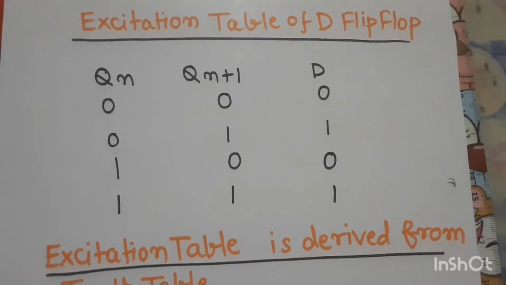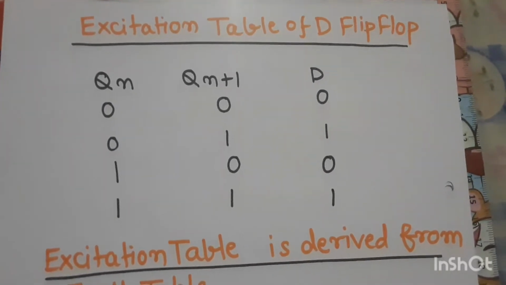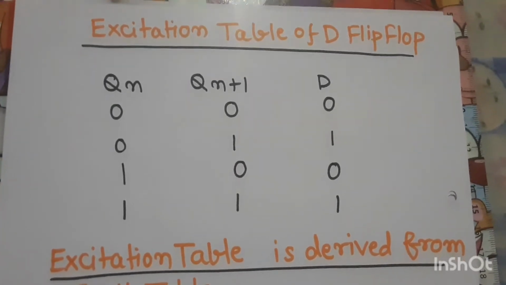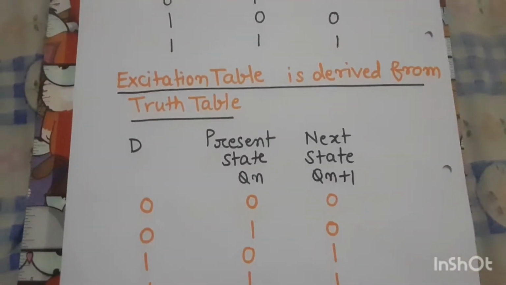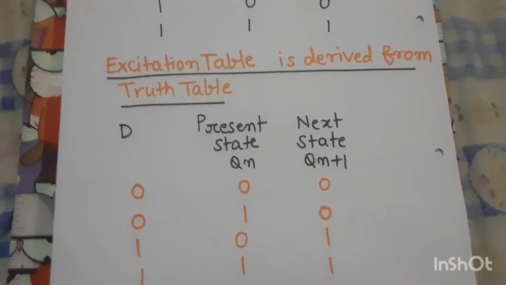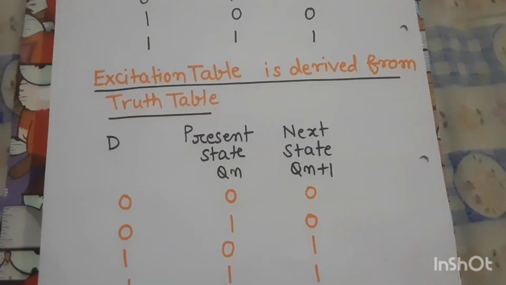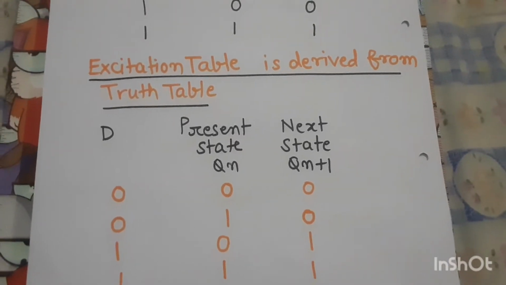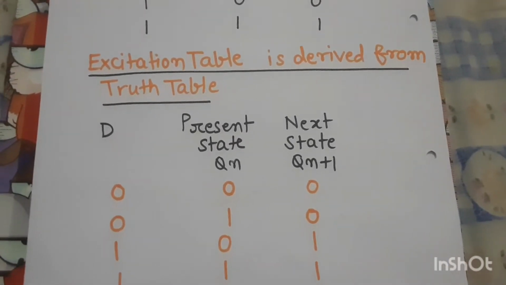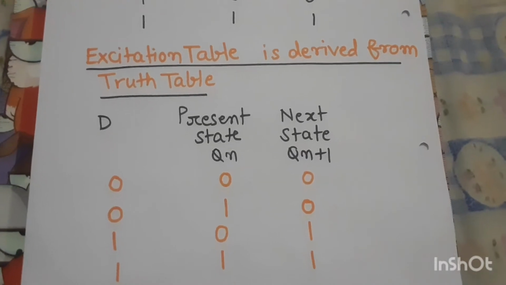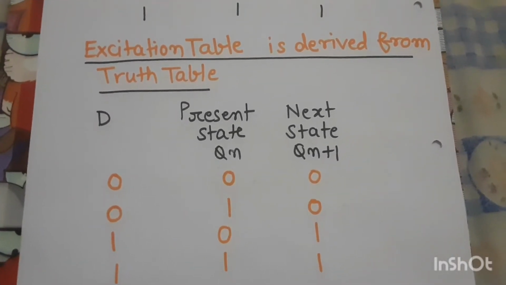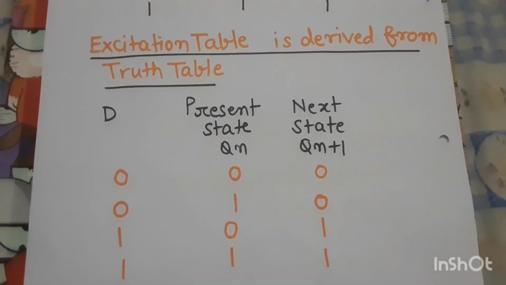So you can see, based on the input of the flip-flop, the output changes. The excitation table is actually derived from the truth table of the D flip-flop. As I explained earlier, in the excitation table you can see that the present state of the flip-flop is Qn, the next state is Qn plus 1, and D is the input to the flip-flop.